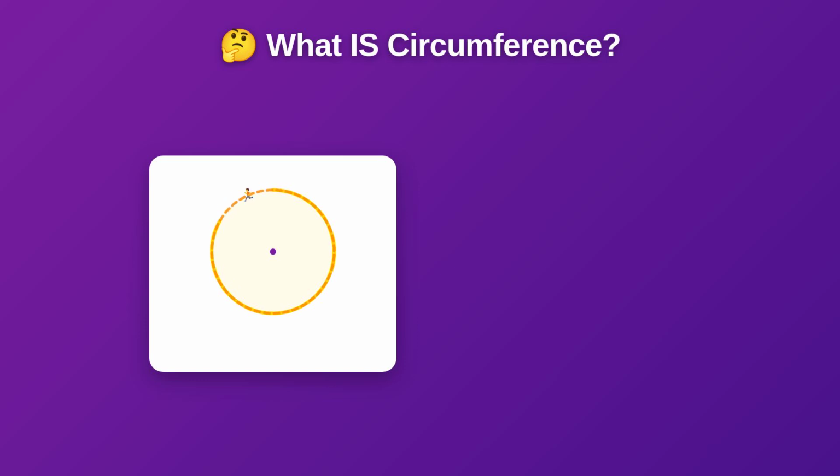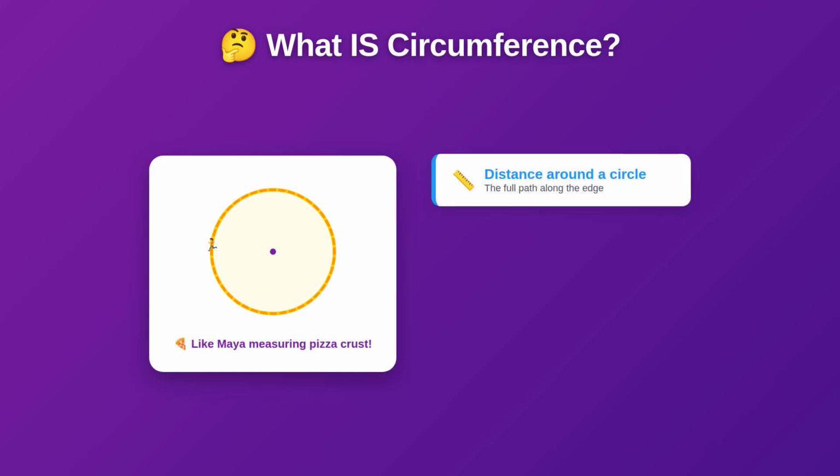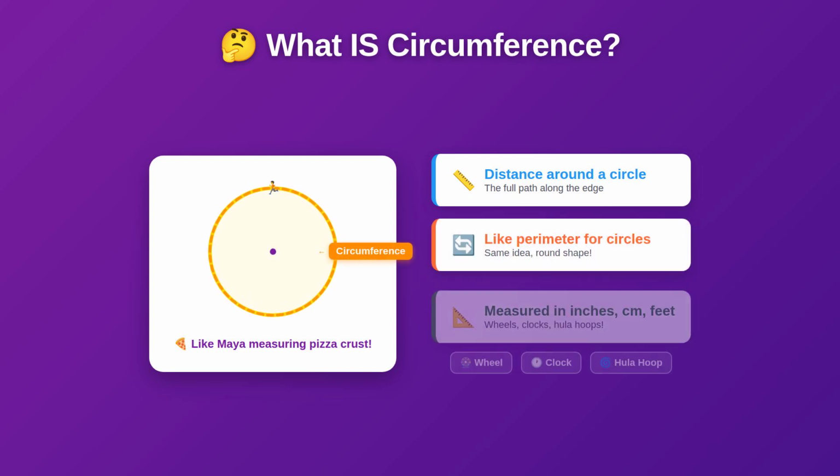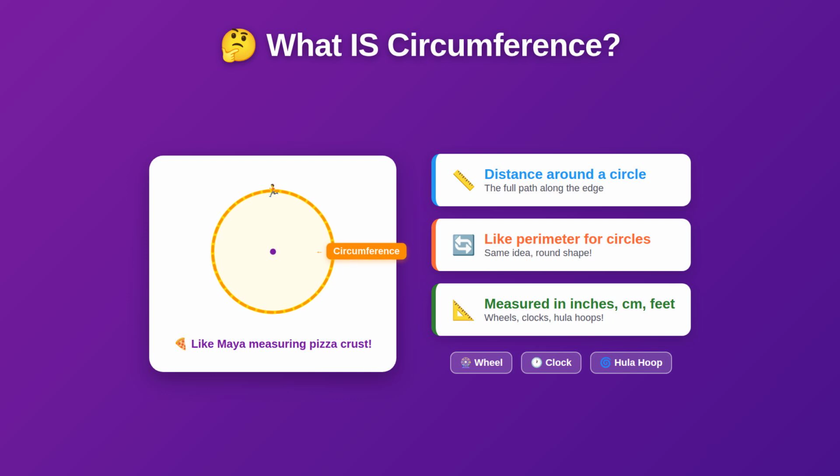So, what exactly is circumference? Think of it this way. You already know about perimeter. That's the distance all the way around a shape like a square or rectangle. Circumference is the exact same idea, but for circles. It's the total distance around the outside edge of a circle. Maya wants to measure that pizza crust. She's measuring the circumference. Whether it's a wheel, a clock face, or a hula hoop, circumference tells you how far around it is.